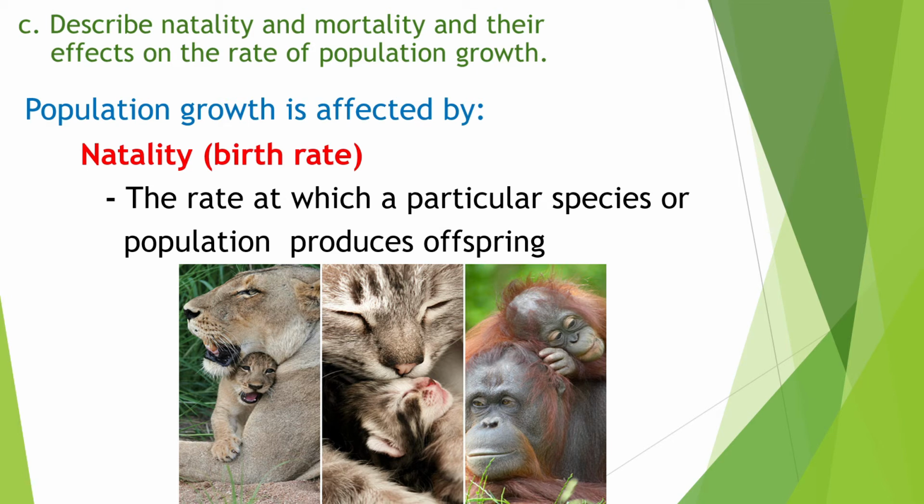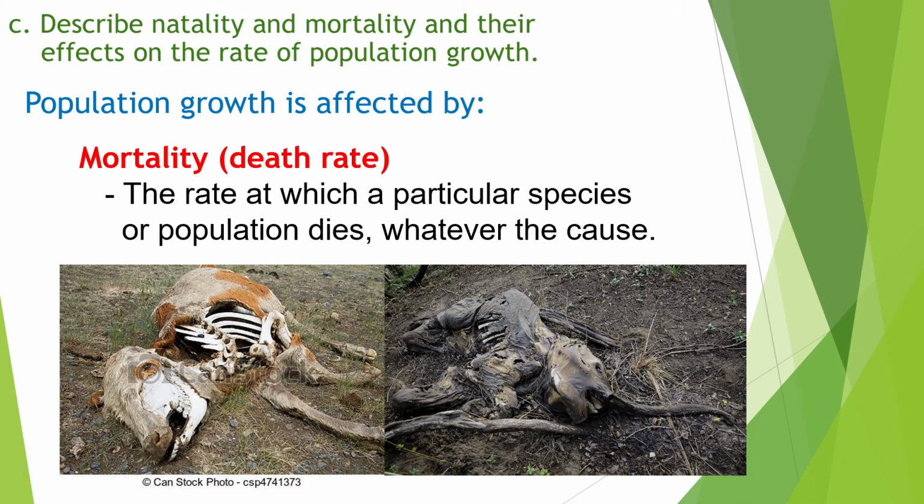Population growth is also affected by natality or birth rate. Natality is the rate at which a particular species or population produces offspring. Population growth is also affected by mortality or death rate. Mortality is the rate at which a particular species or population dies, whatever the cause.